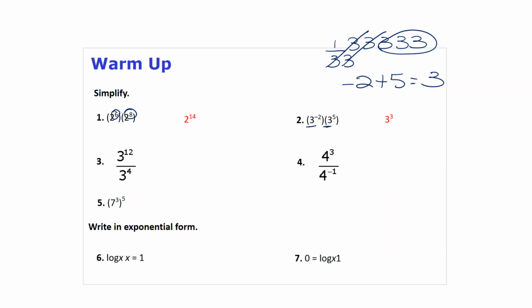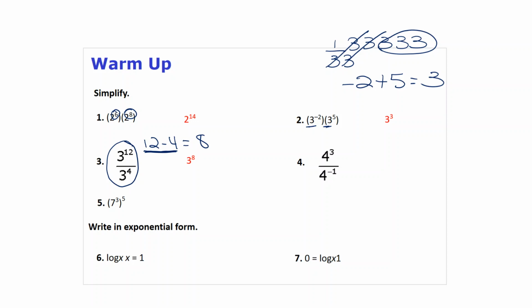Now here, we already have it worked out as a division problem. Just like before, we'd have 12 3s on the top, 4 on the bottom. 4 of them cancel out. So it's basically saying 12 minus 4 equals 8. So our answer is going to be 3 to the 8th power. So when we have division, we can subtract our exponents, and it works out just fine.